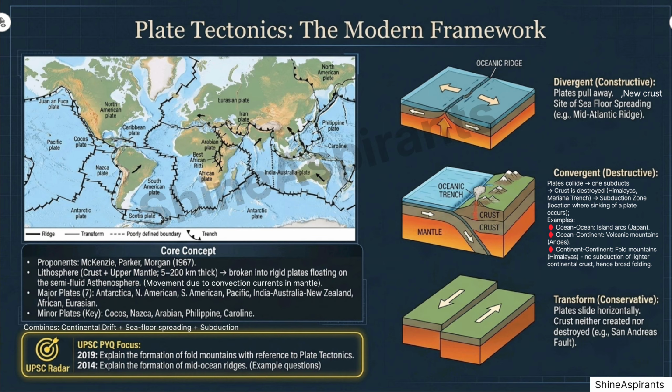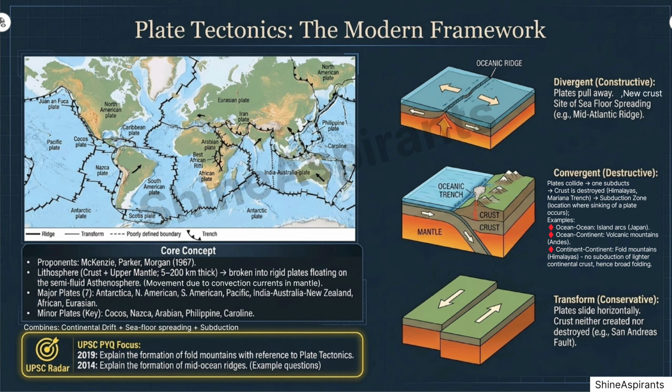Plates collide, one subducts, crust is destroyed at a subduction zone. 3 types. Ocean-ocean convergence, island arcs form. Example, Japan. Ocean-continent convergence, volcanic mountains form. Example, Andes. Continent-continent convergence, fold mountains form, no subduction of lighter continental crust, hence broad folding. Example, Himalayas. 3. Transform boundary, conservative.